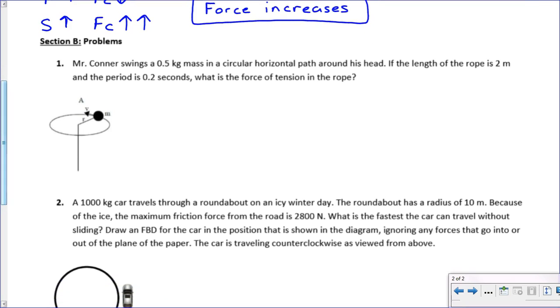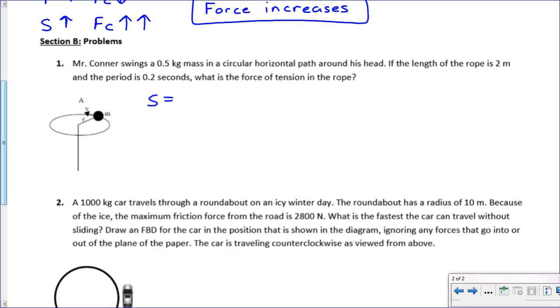Okay, for problem number 1 here, I've given you some information, and I asked for the force of tension in the rope. Really, this is just using the basic centripetal force equation. We have to figure out, though, the speed before we can do that. So it says the period is 0.2 seconds on this. So to find the speed then, we know it goes around once for the whole circle in 0.2 seconds.